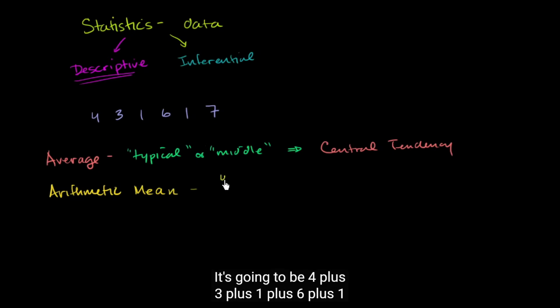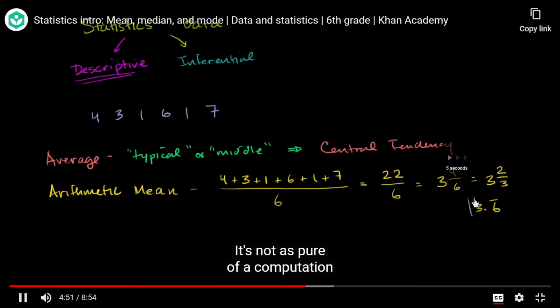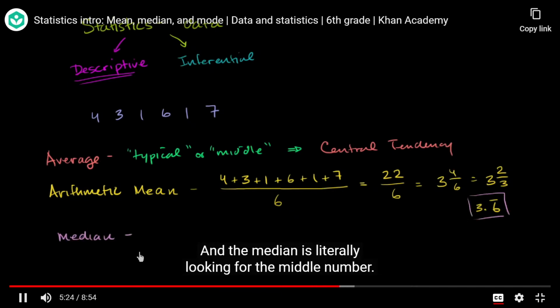Well, let's just compute it. It's going to be 4 plus 3 plus 1 plus 6 plus 1 plus 7 over 6, or 4.6. No one ever computation found useful. The middle numbers. Let's try to figure it out.